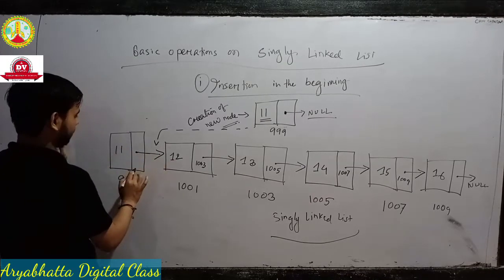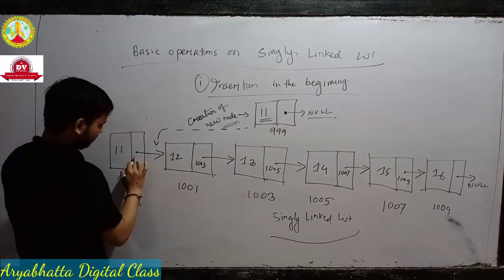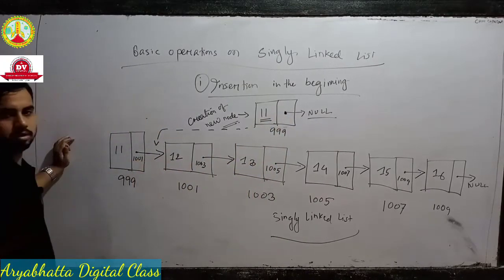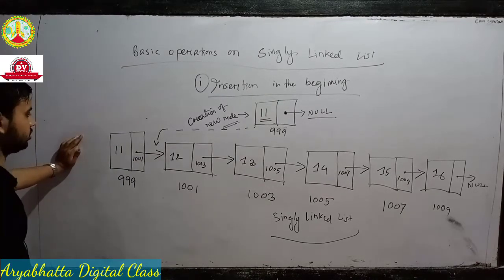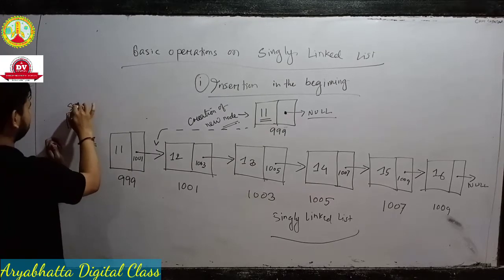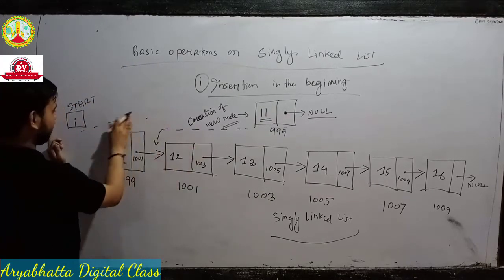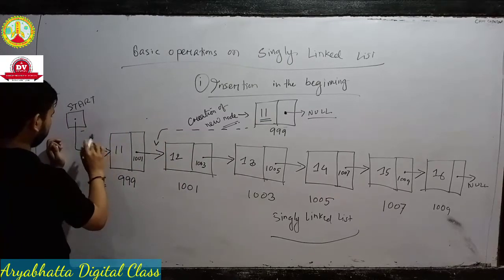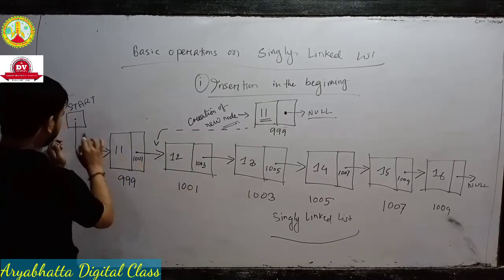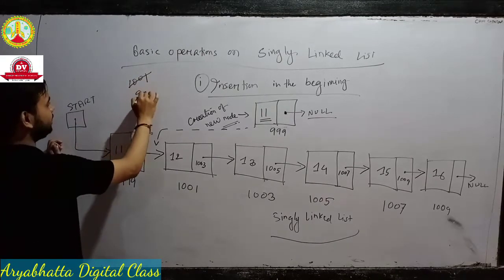999 is coming, and this will contain not null, this will contain 1001. Okay, this will contain 1001. Now start will point where? Previously start pointed here, but now your start will be here, which means your start will contain the memory address that was previously 1001.